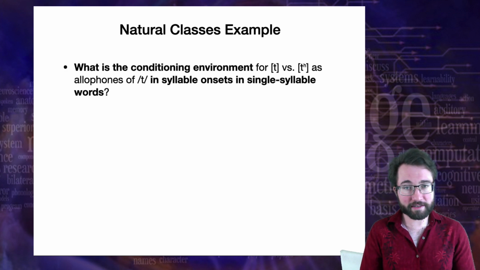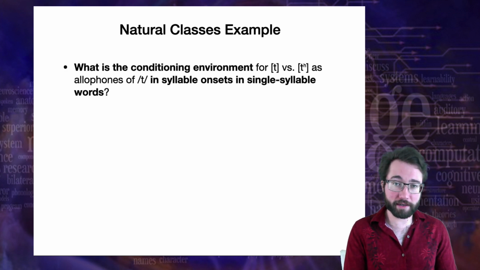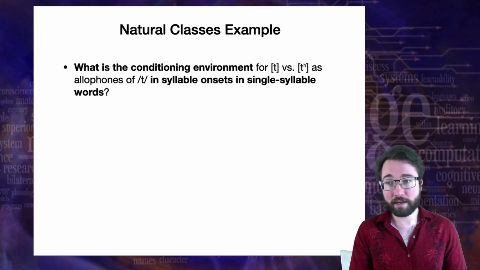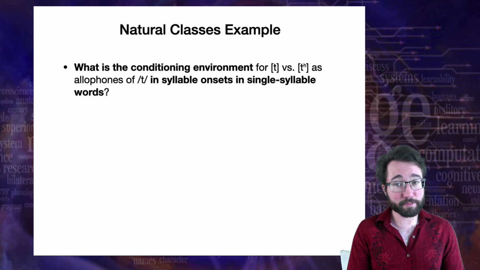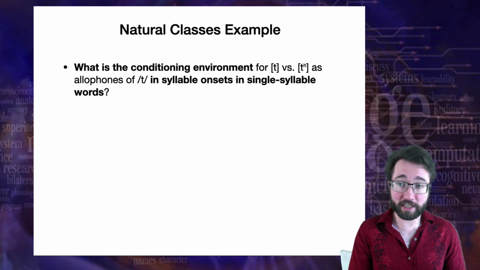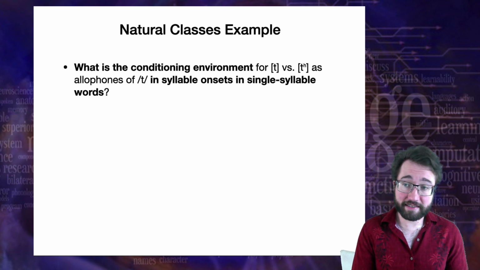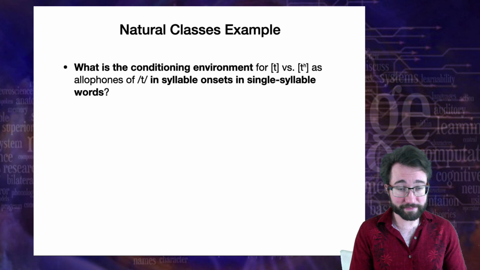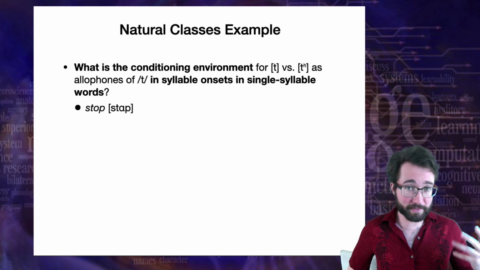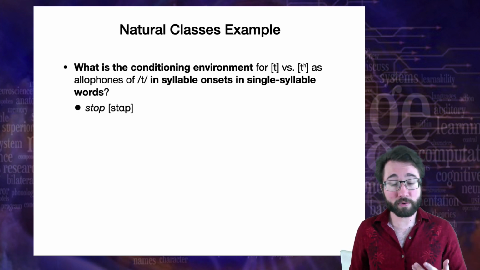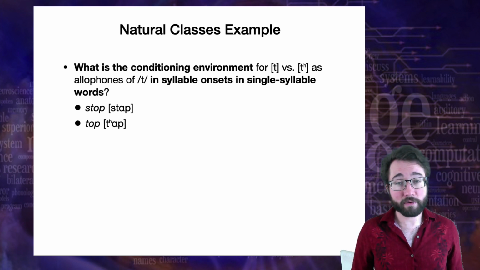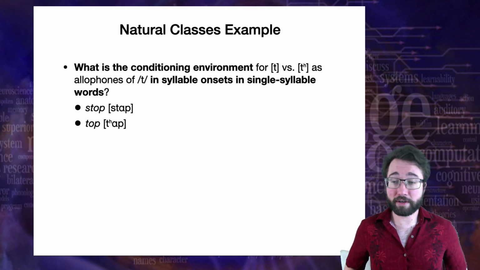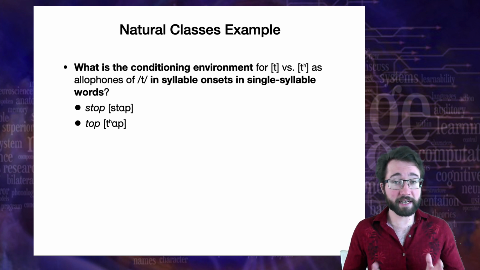What I want to do now is identify natural classes as they are applied in a phonological rule. So I'm going to ask, what is the conditioning environment for the sound unaspirated t versus the sound aspirated t as allophones of the phoneme t in syllable onsets in single syllable words in English? So I'll give you some data. So we have the word stop, which is realized as the sequence of sounds stop with an unaspirated t. We have the word top, which appears as a sequence of sounds starting with an aspirated t.